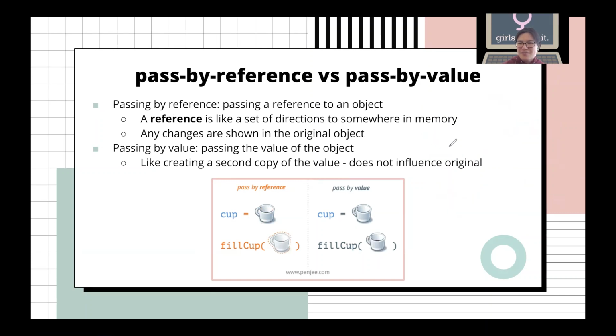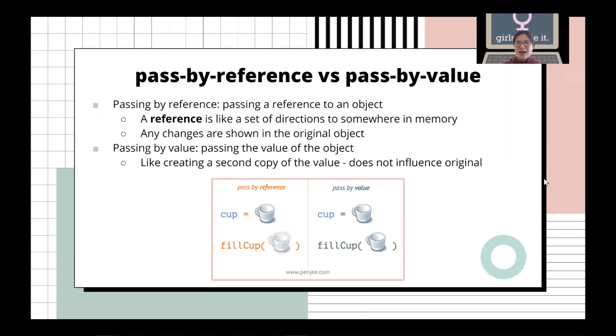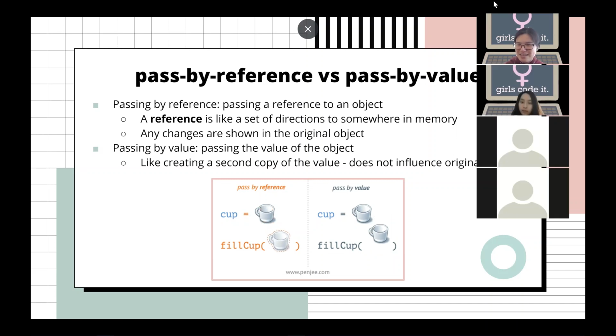This can be a little confusing to explain just by words. So hopefully this GIF at the bottom helps, where when you're passing by reference, you actually pass in the actual object itself. But when you pass by value, you actually make a copy of that object and then pass the copy in. Anyone have any other questions about that? Or do you want me to clarify anything?